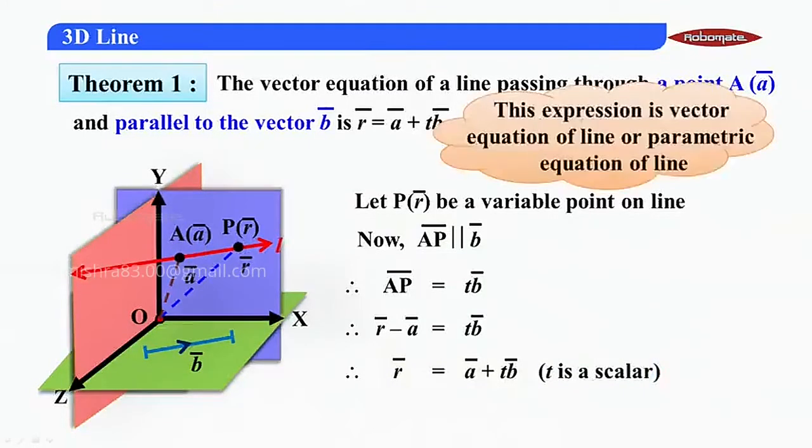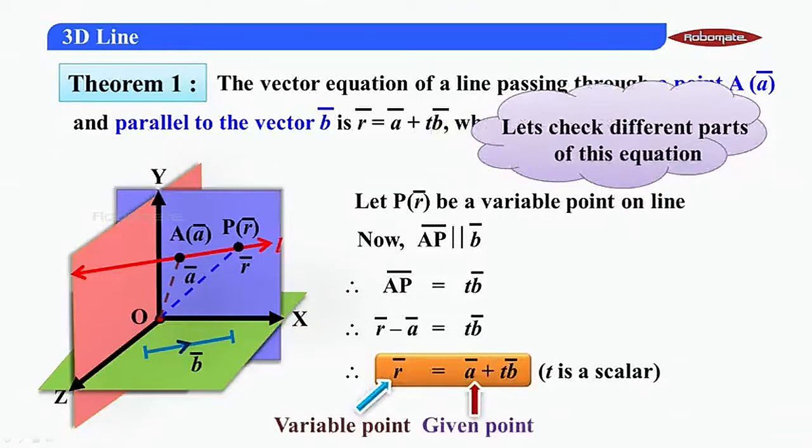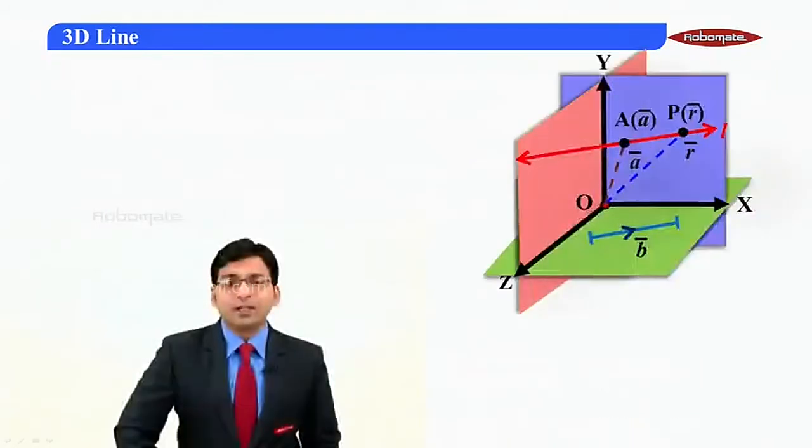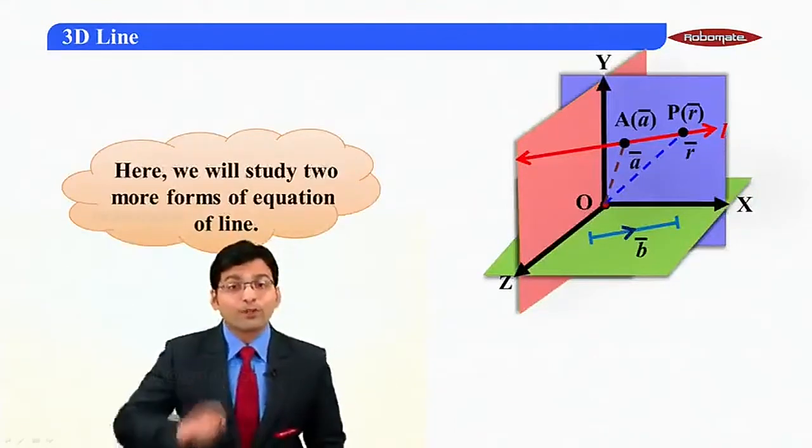Now this expression is the vector equation of the line, or parametric equation of the line. Let us check the different parts of this equation, students. In this equation we have R bar, which is the variable point, A bar, which is the given point, and B bar, which is the parallel vector. Let us proceed, and we will study two more forms of the equation of a line.